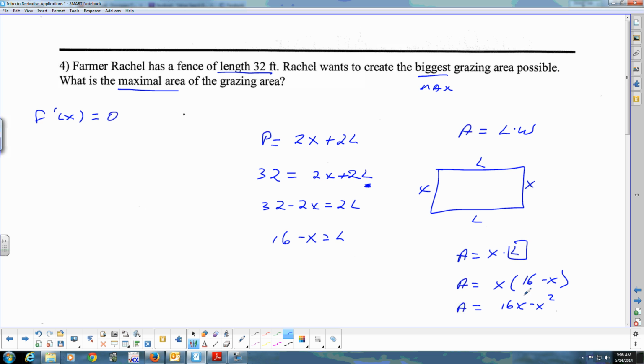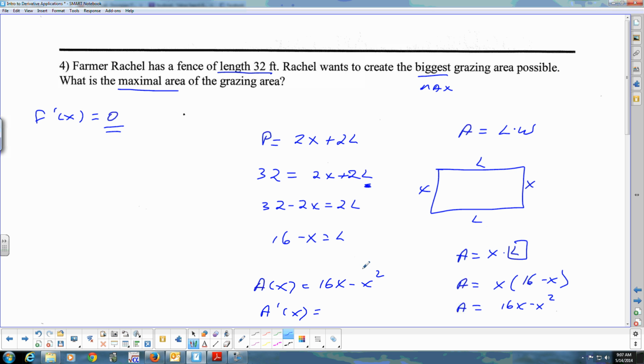This is what you need to take the derivative of. So how about I write A of x is equal to 16x minus x squared. You want to find A prime, the first derivative. Then set that equal to 0, and that's going to solve for the value of x, the size of x, that will make the biggest area.